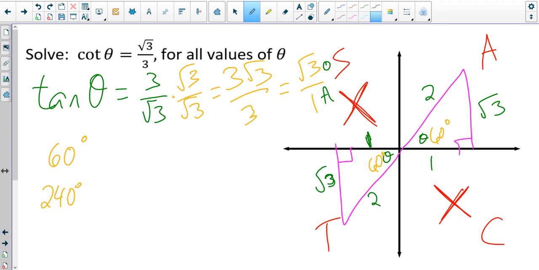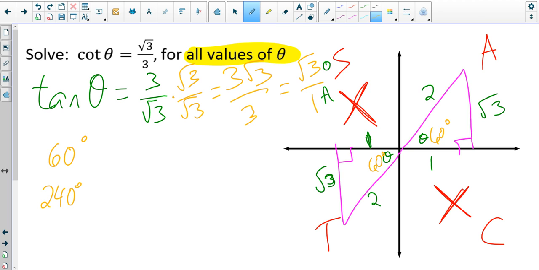Now there are a couple things to notice here. It does not tell us whether it wants the final answer in degrees or radians, so I get to choose. That's the good news. The bad news is it also changed it up because it says all values of theta. So it wants us to realize that there are more answers than just 60 and 240. That's because we have to look at all the coterminal angles. So coterminal with 60 degrees would also be 420 degrees, 780 degrees, and so on and so forth. We would always add 360 or subtract 360 from that.